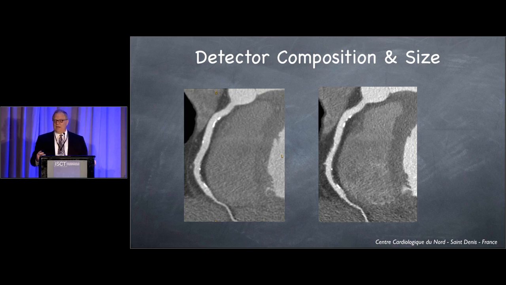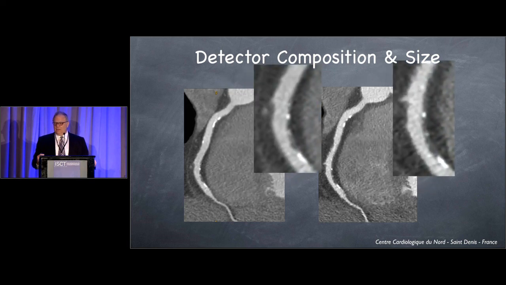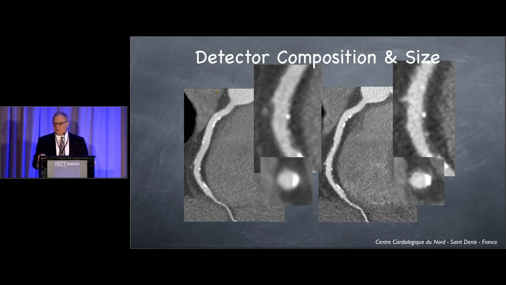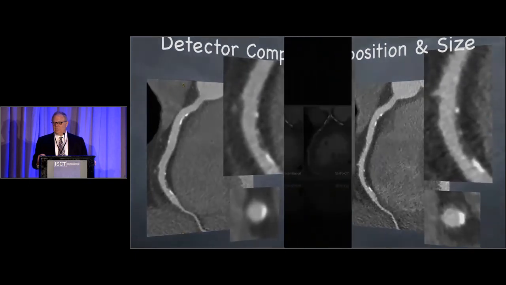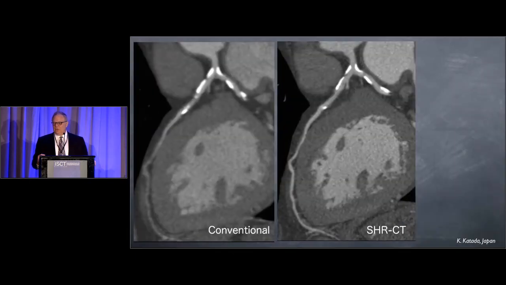Another example, higher detector resolution and more favorable composition shows greater clarity, in this case on normal plaque. And you can see it blown up here, the clarity of the calcium, less blooming of the calcium, as you see here in the same patient, two different scanners. And here also from Dr. Katada, you can see the striking difference in terms of the clarity of the calcification, and more importantly, the clarity with which the lumen is seen adjacent to it.